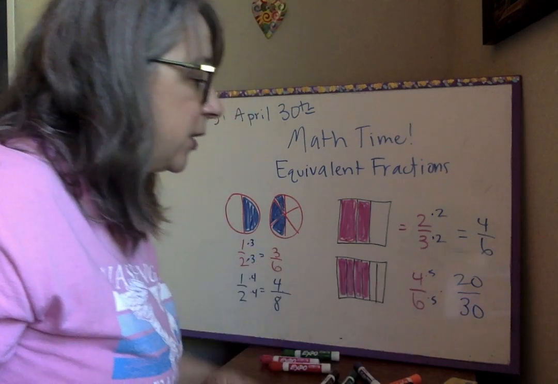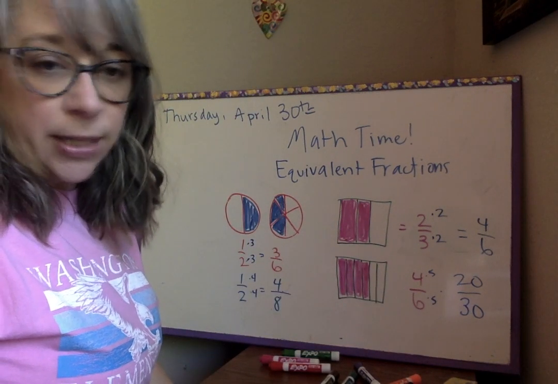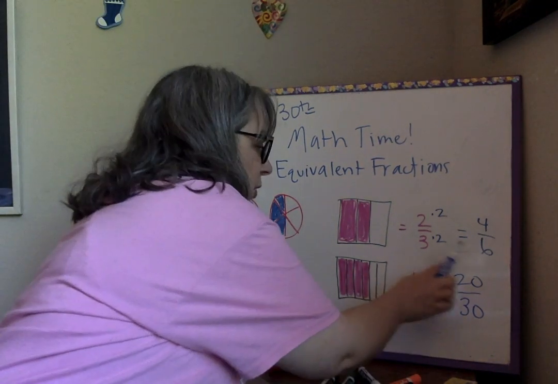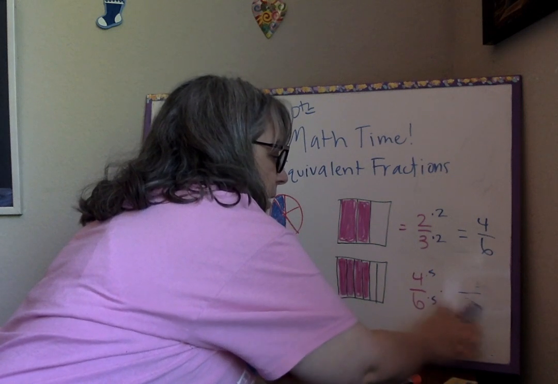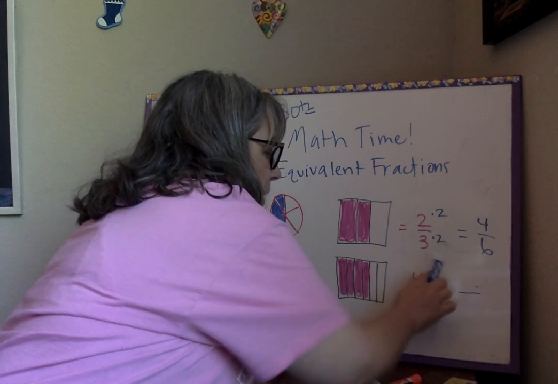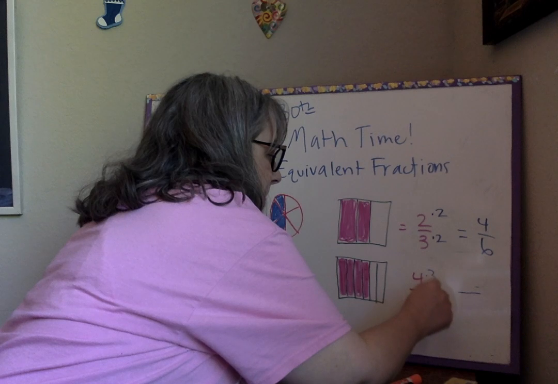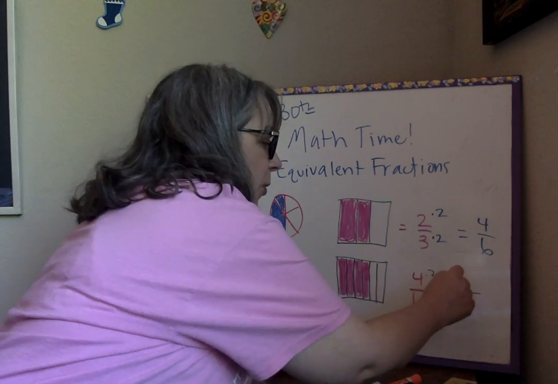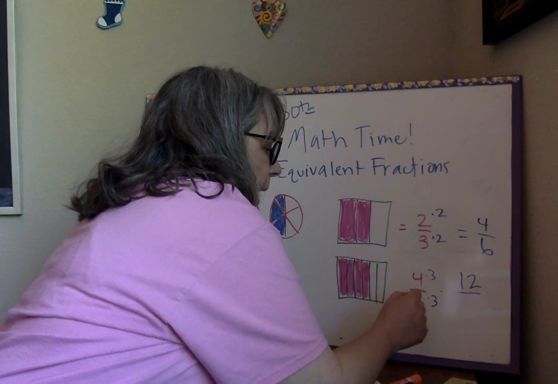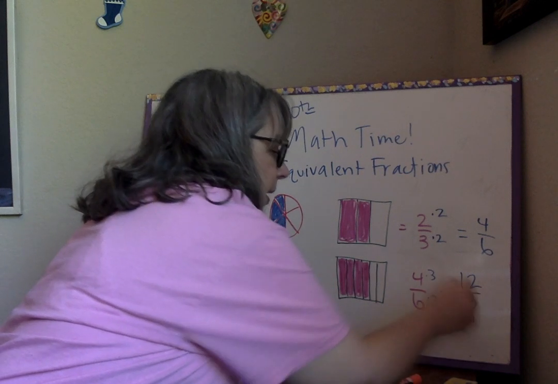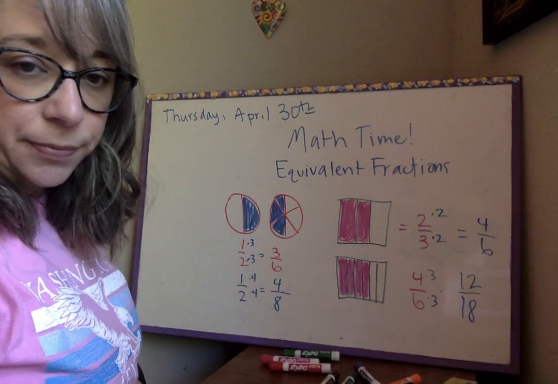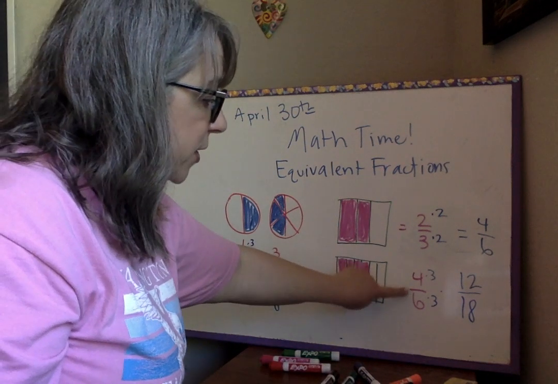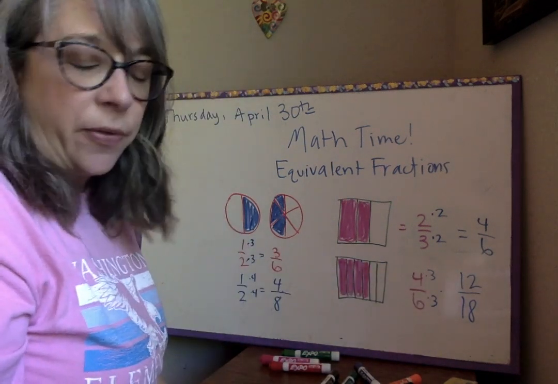4/6 is equivalent to 20 over 30. Let's try another one. Let's try times 3. Here we go. 3 times 4 is 12, and 6 times 3 is 18. 4/6 is equivalent to 12/18.